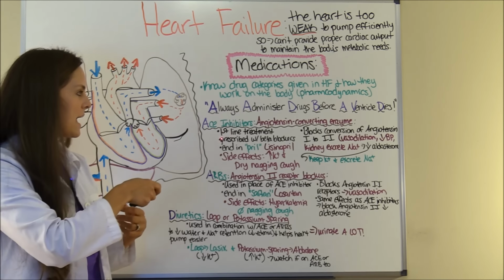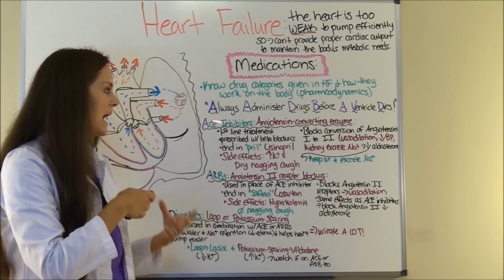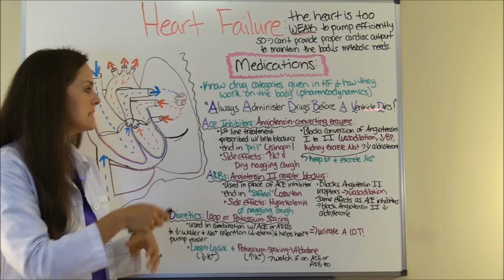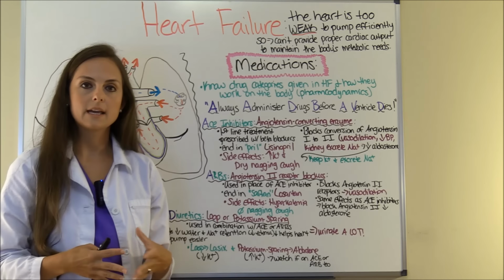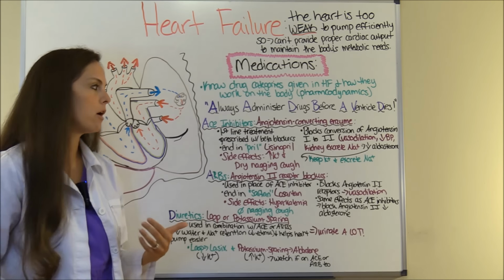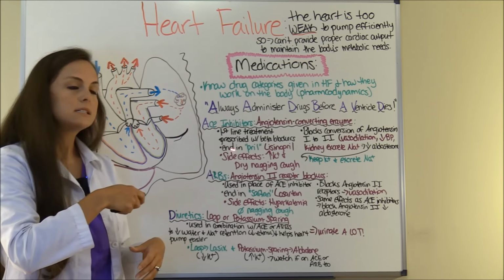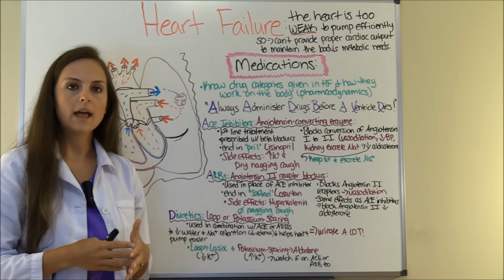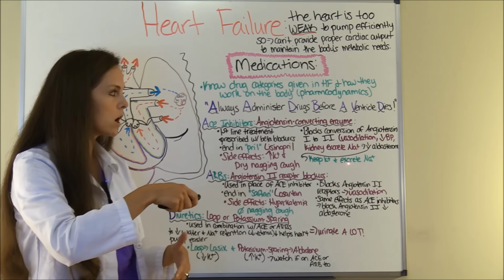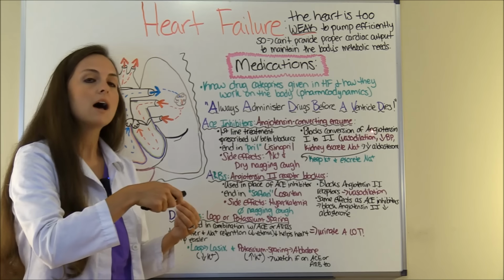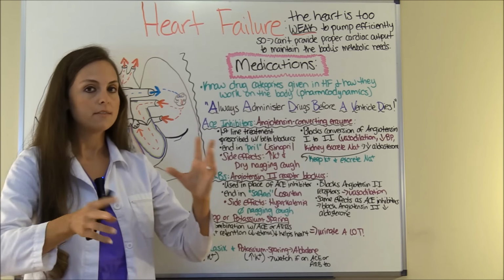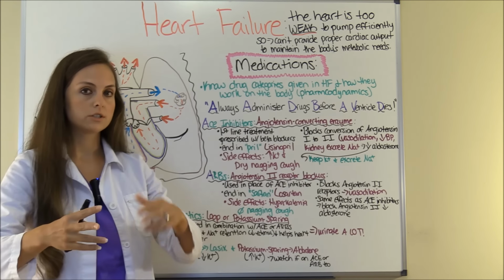So the first A, ACE inhibitors. ACE inhibitor stands for angiotensin converting enzyme. And this is usually the first line of treatment in patients with heart failure. It's sometimes prescribed with a beta blocker, which we'll go over a little bit later. These drugs tend to end in PRIL, and one example of an ACE inhibitor is lisinopril. How this drug works is that it blocks the conversion of angiotensin 1 to angiotensin 2. So you don't have the conversion of angiotensin 1 going to angiotensin 2.